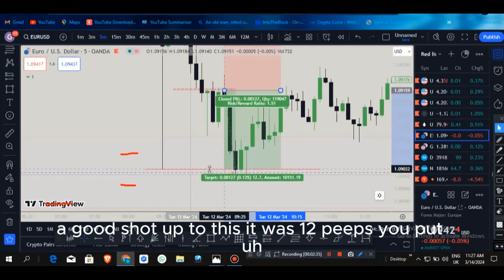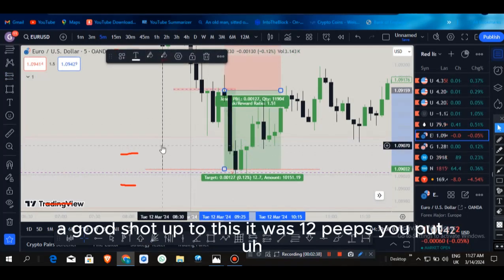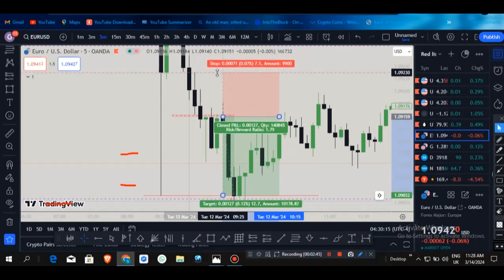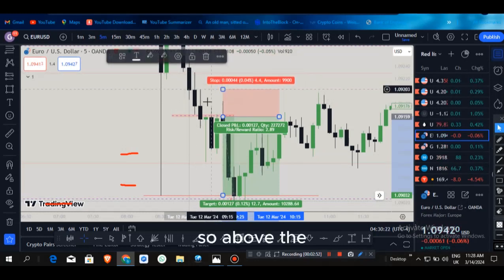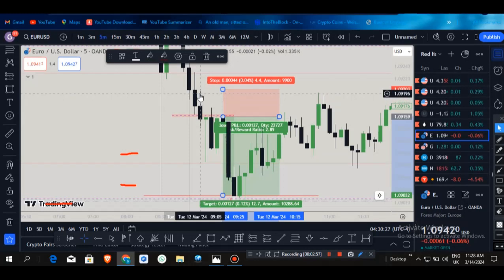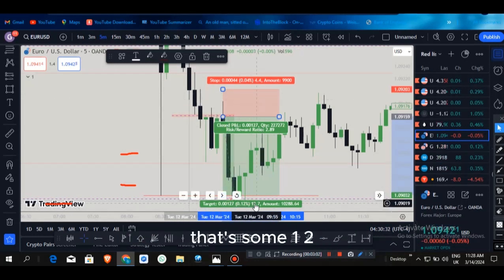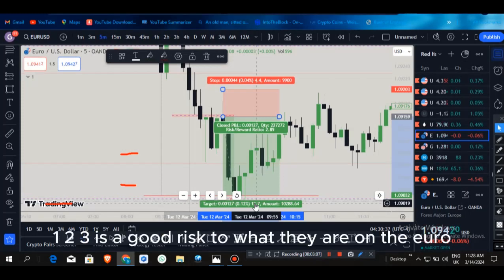A good short up to this 8.30 low. It was 12 pips. You put your stop loss above the candle that made the fair value gap. So you're losing 4 pips to get 12. That's some 1 to 3. It's a good trade that worked on the euro.